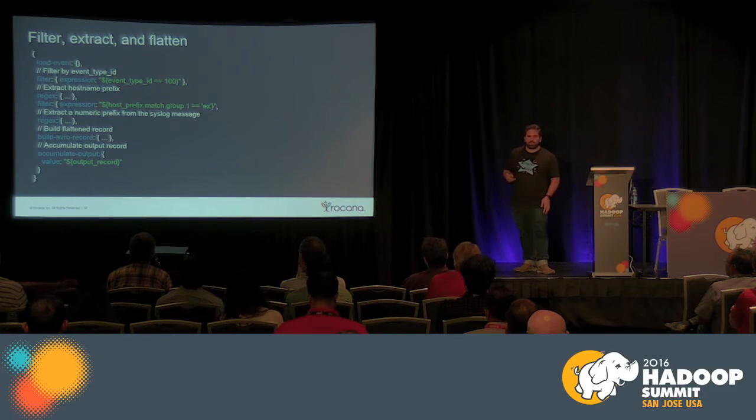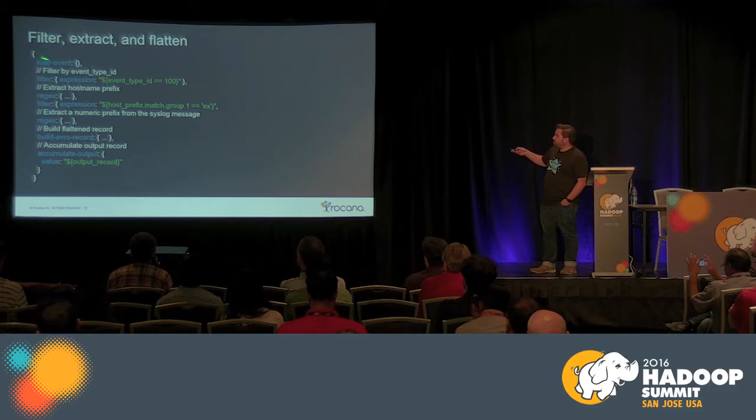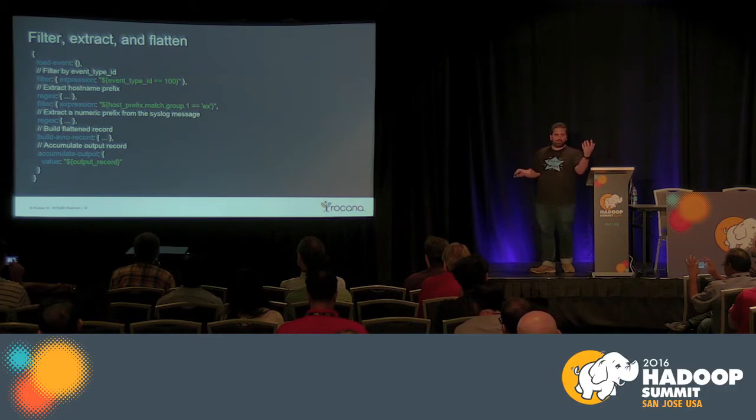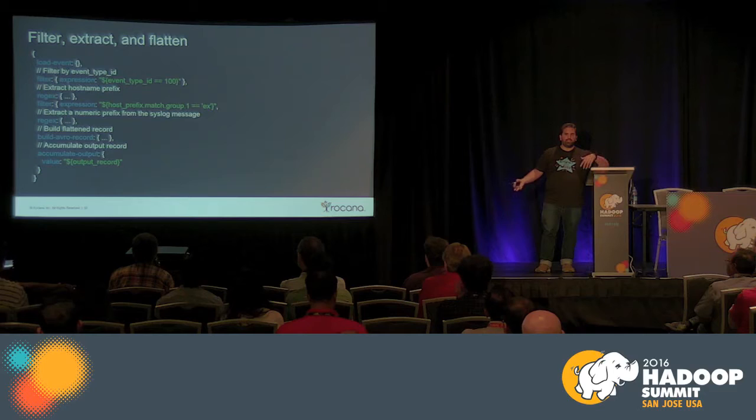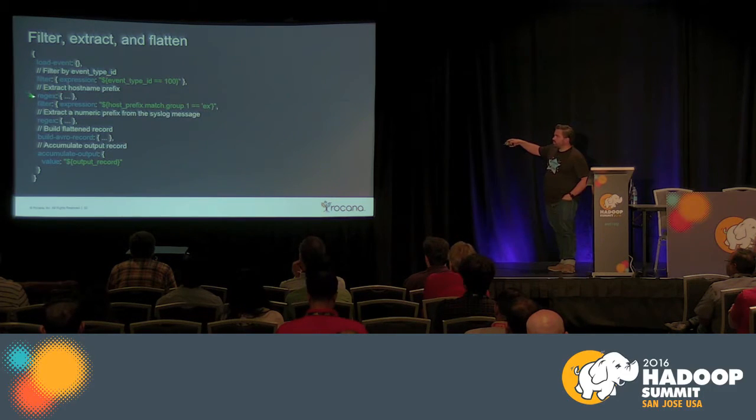So this is what the transformation looks like at a high level. This is that Morphlines configuration language that I was telling you about. Load event is just a way of taking the raw event input and exploding it into some variables in the global context space that the rest of the transformation actions are able to take advantage of. Filter does exactly what you would expect. It only lets through things that have the specified event type ID. Extraction happens with regular expressions. And I'll go into more details on that in a second.